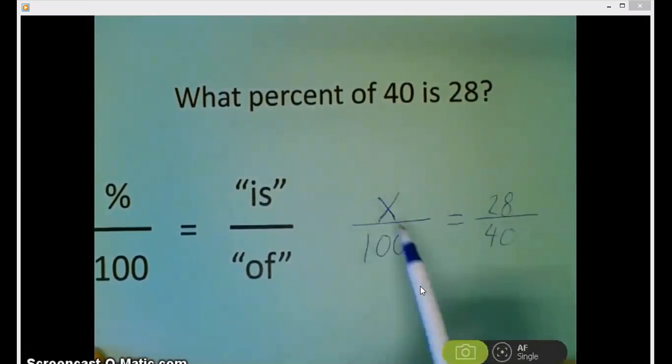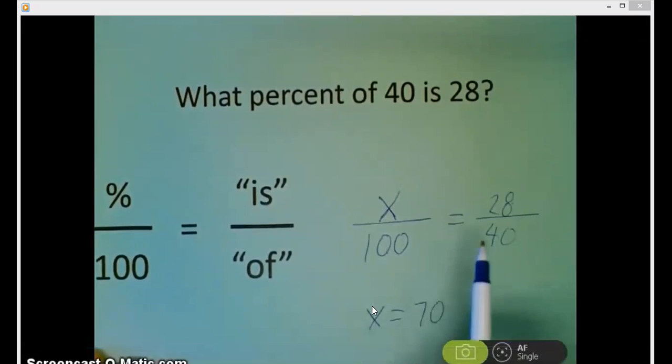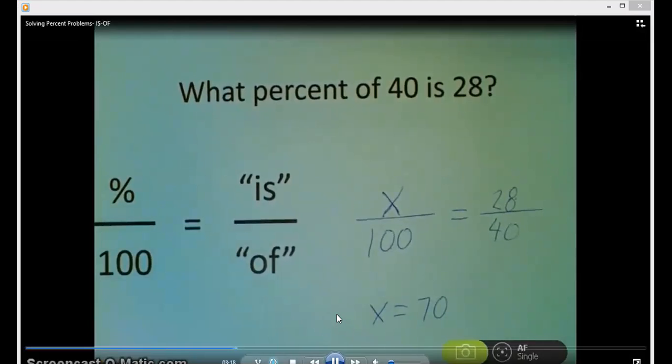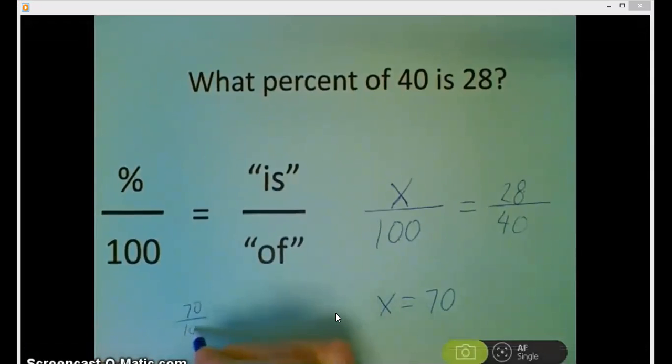Then cross product, or we can say 100 times 28 divided by 40. So the answer will be equal to 70. So 28 is 70% of 40. So we can say 70 over 100, or 28 over 40.